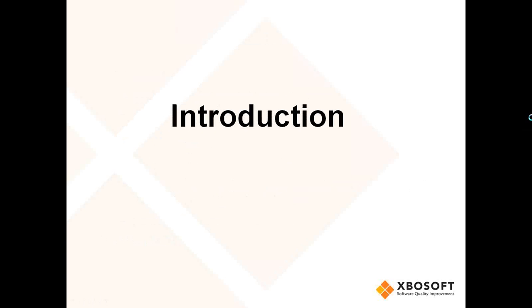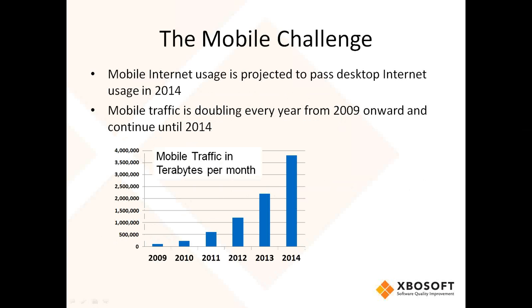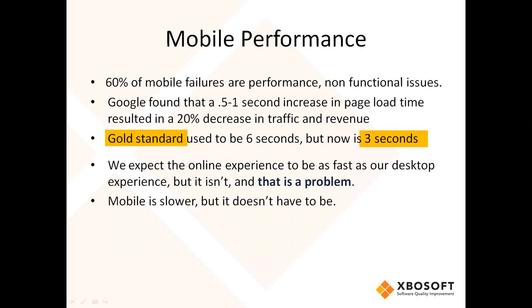The mobile challenge. Of course, everyone here has probably seen this chart 20, 30, 40 times in the past year. That's why we're all here. Mobile traffic is doubling every year from 2009 onward, and mobile internet usage is projected to pass desktop internet usage in 2014. Okay, 60% of mobile failures are performance-oriented, not functional issues.